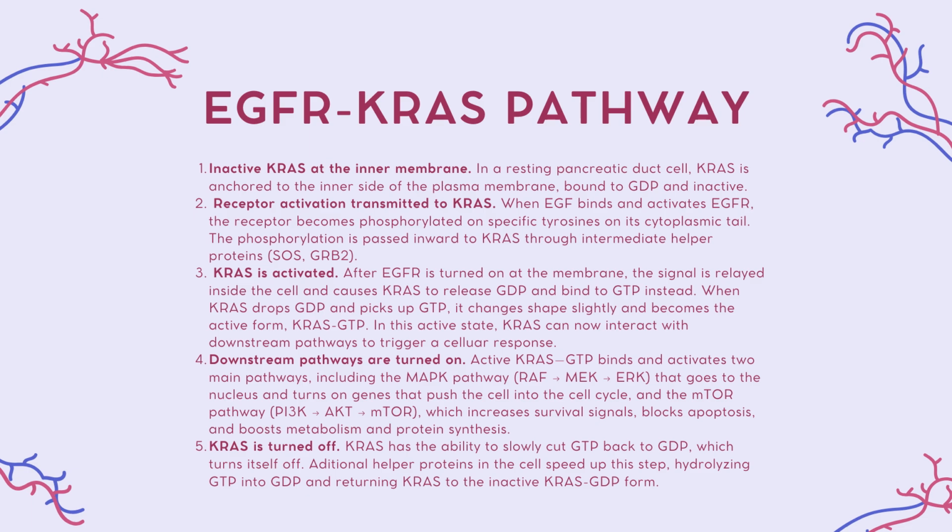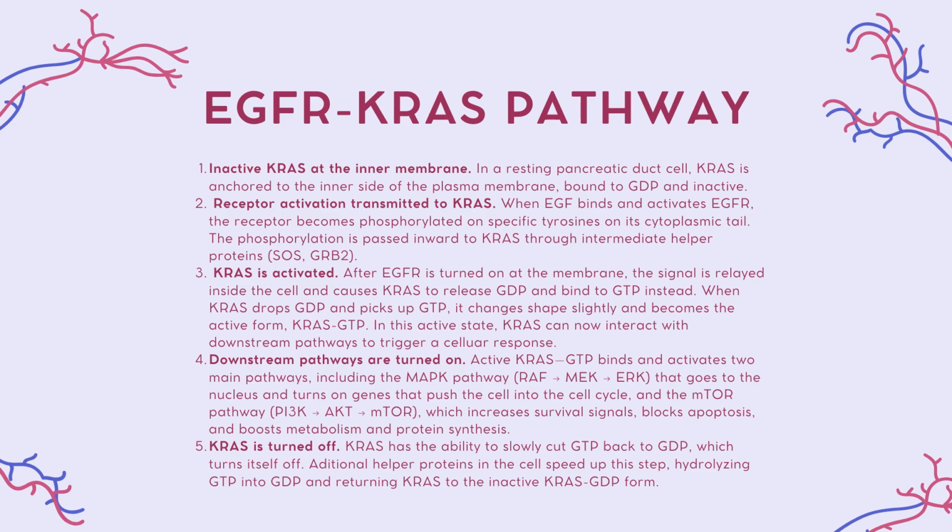In a resting pancreatic duct cell, Kras sits at the inner membrane bound to GDP, which keeps it turned off. When a growth factor like EGF binds to the EGFR receptor on the cell surface, EGFR becomes activated through phosphorylation on specific tyrosines inside that cell. That phosphorylation doesn't stay at the membrane. Helper proteins such as SOS and GRB2 transmit the signal inward to Kras.